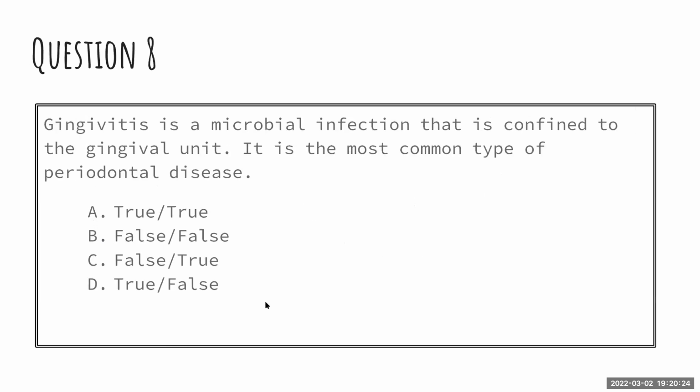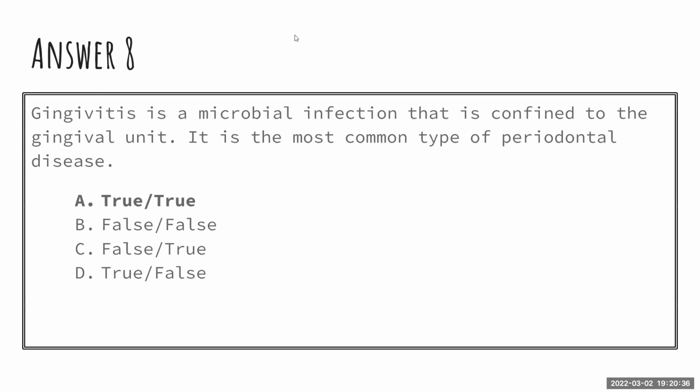True, false. Gingivitis is a microbial infection that is confined to the gingival unit. True or false? It is the most common type of periodontal disease. False. True. True, true.